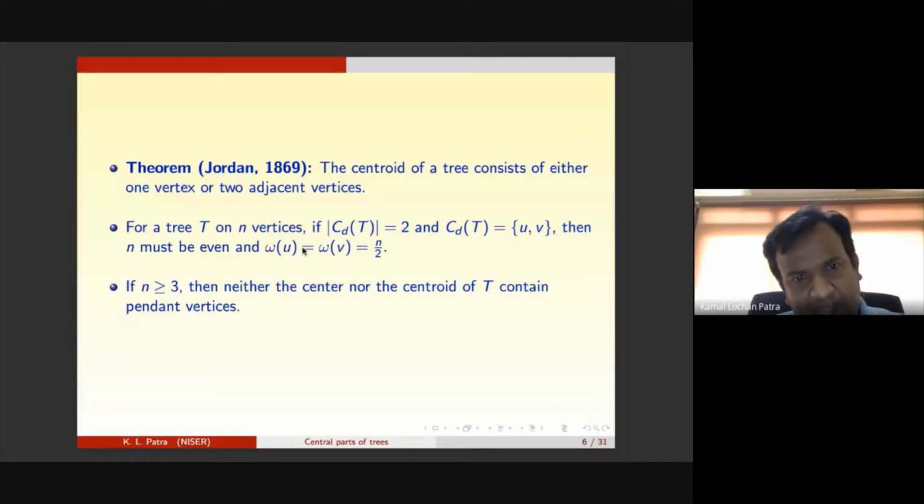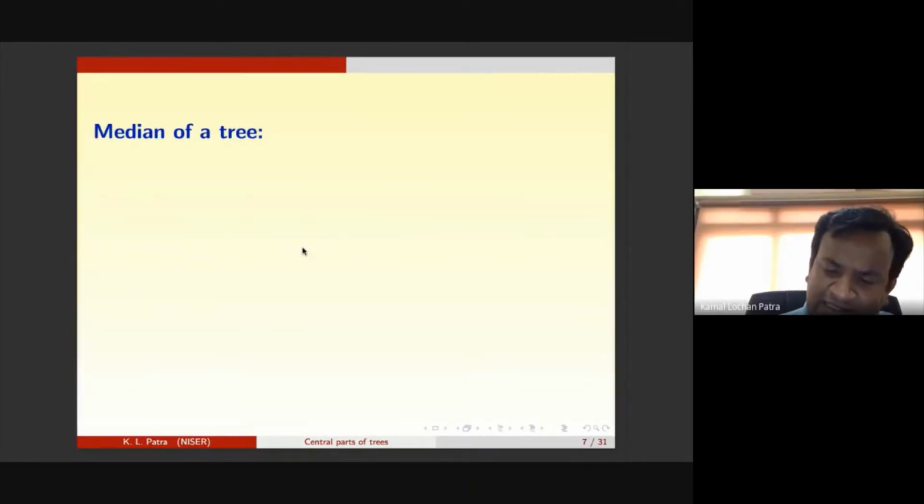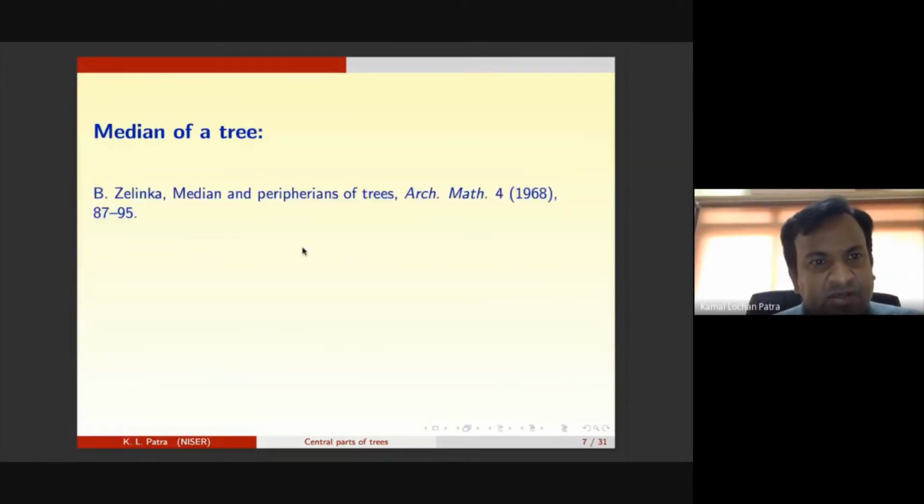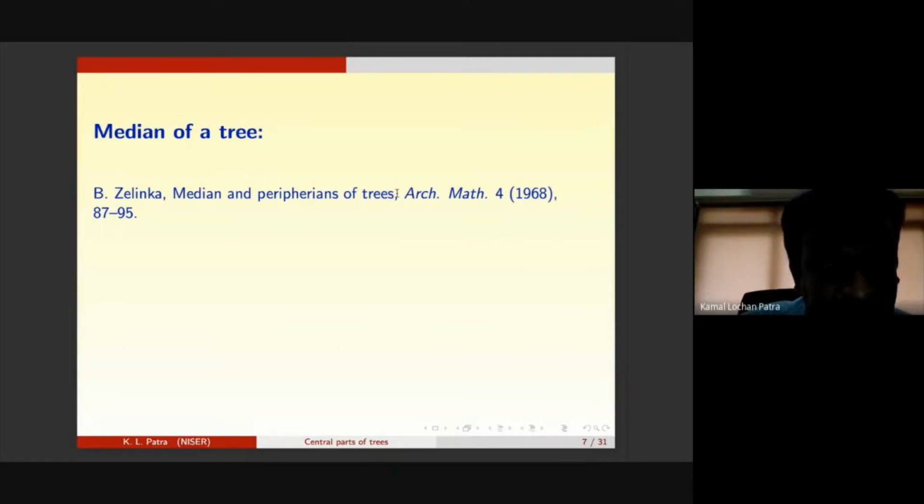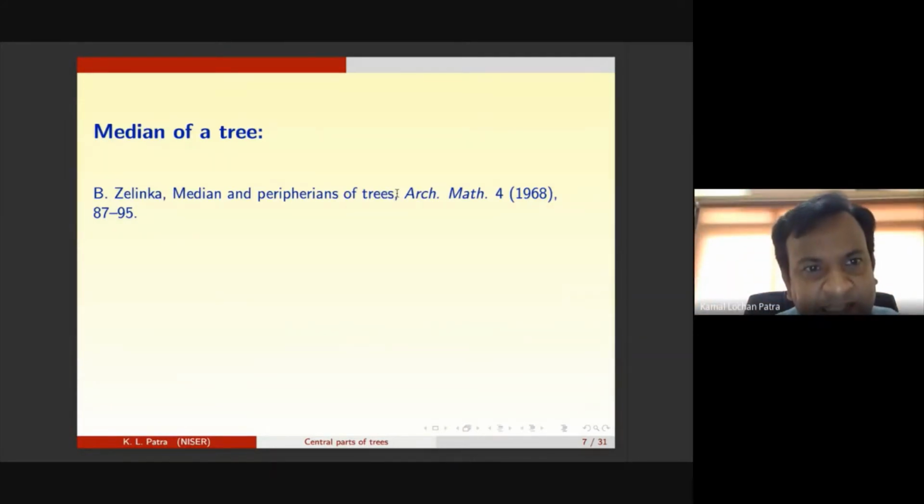So after Jordan, not much study about central parts was done, but in 1968, Zelinka defined something called the median of a tree in this paper, where the definition seems different from center and centroid, but in that paper he proved that for any tree T, the median is the same as the centroid. That means the median consists of either a single vertex or two adjacent vertices.